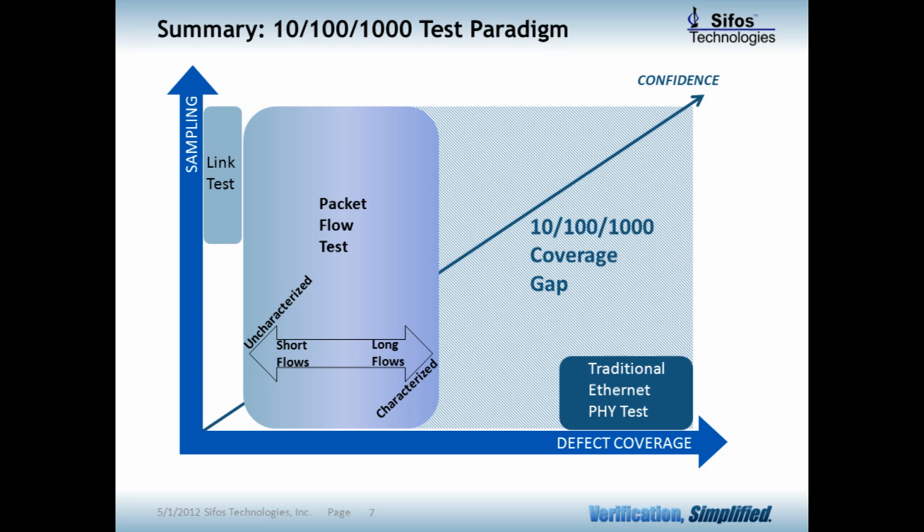Link test is well suited for high sample coverage but offers very limited benefit on the defect coverage dimension. This leaves a relatively large region we might describe as the 10-100-1000 coverage gap, where high defect coverage and high sample rates would intersect.